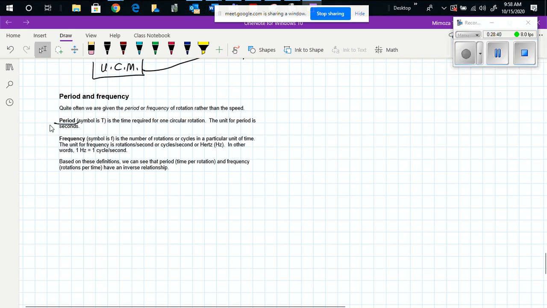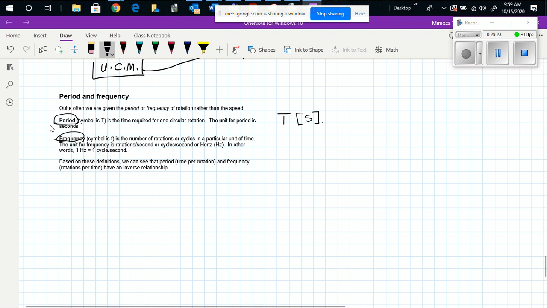Okay, so here there are 2 concepts that we have to elaborate on in uniform circular motion, and actually in any motion that is repeating. It's the period and the frequency. So period is known with the capital letter T, and it's the time that the object takes to complete one full circle, one full revolution, in other words. And the unit for period is seconds, because it's time.